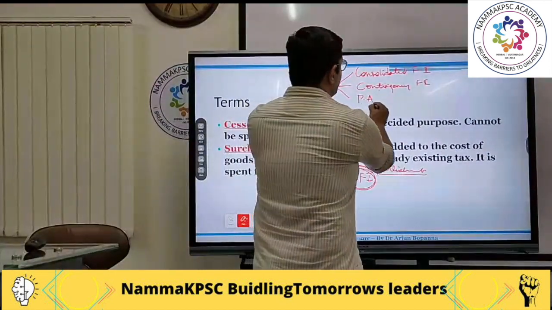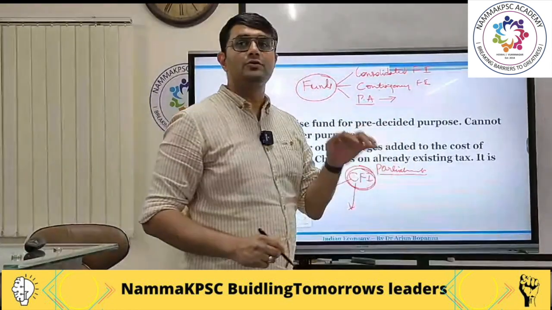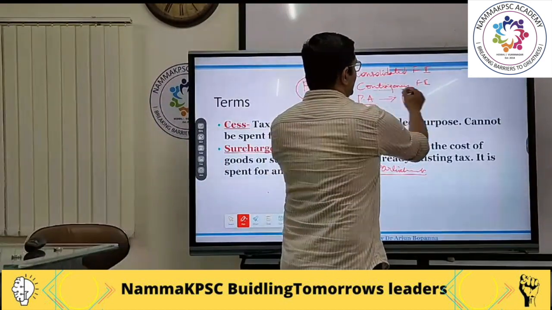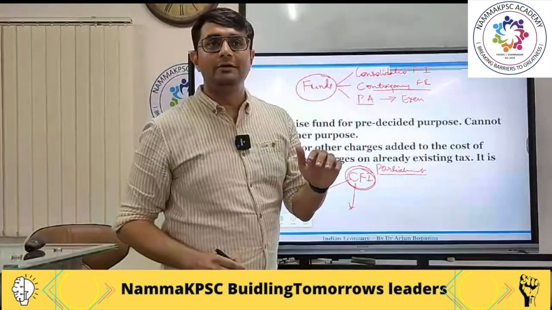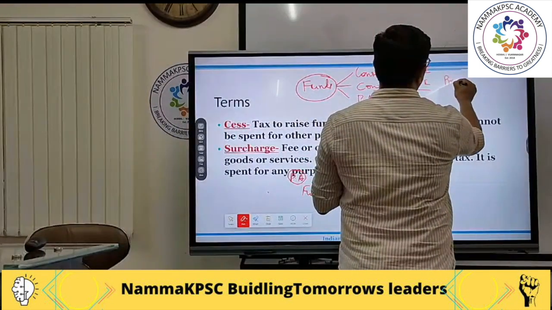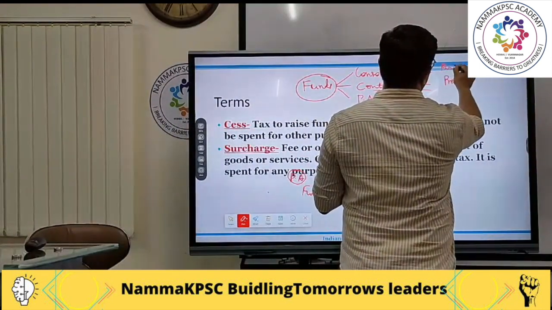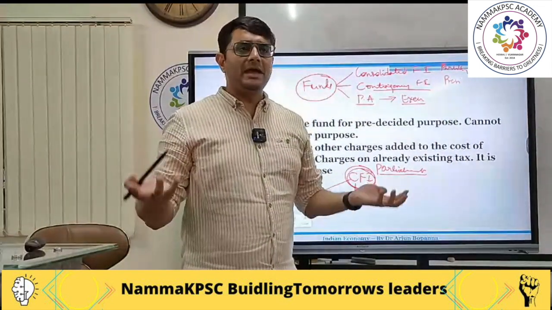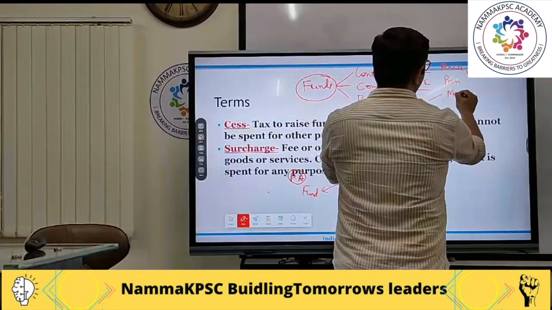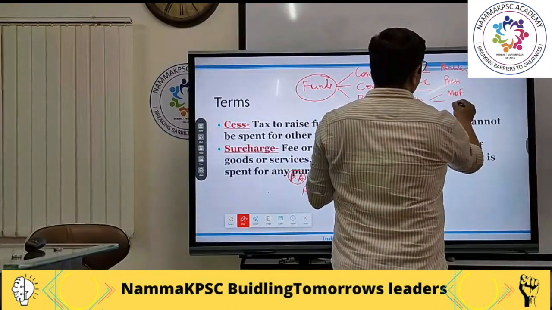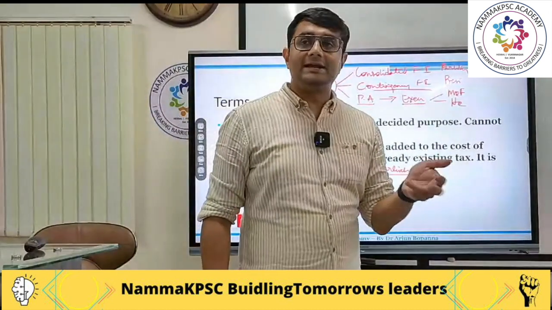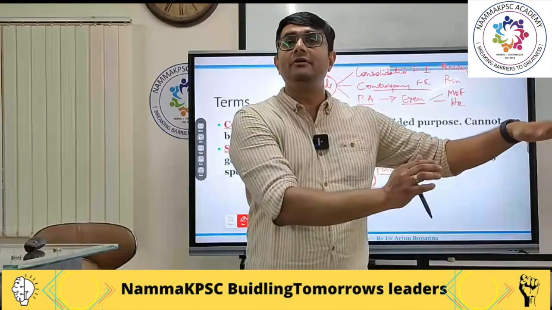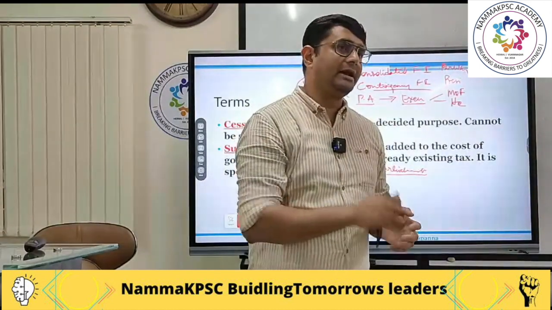So who will keep this public account fund? It is under the control of the executive. Whose control is the contingency fund under? The President, correct? You know that. This one is under the control of parliament. This is under the control of the executive. Executive can be anybody. It can be the Ministry of Finance or the health ministry. So whatever cess is collected in health is kept in a fund under the disposal of the Ministry of Health and Family Welfare. Anyway, we'll come to that.